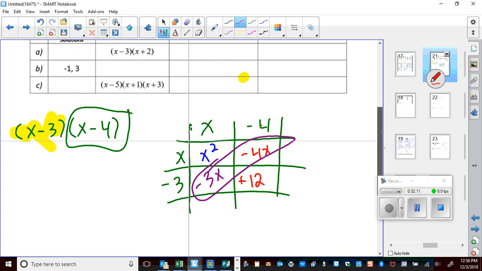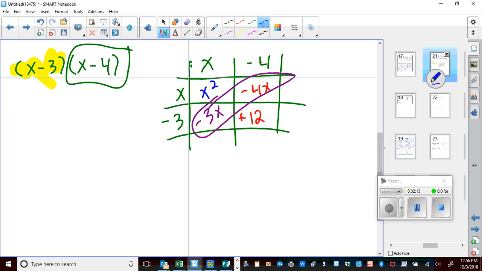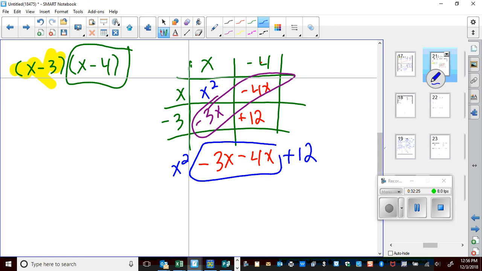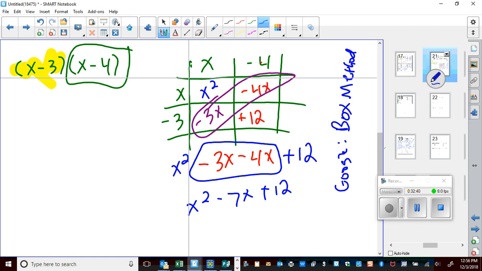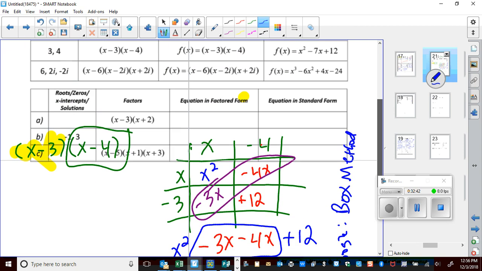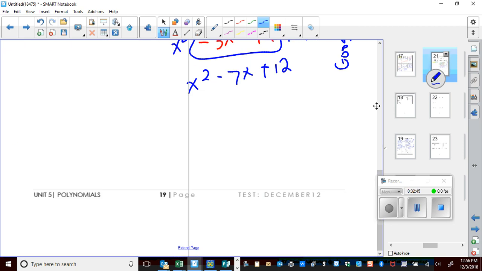So what we do is set ourselves up for success. We write it all out. We have x squared, our 2 like terms, negative 3x minus 4x, and then plus positive 12. Combine these numbers, you end up with x squared minus 7x plus 12. If you're confused, continue to Google or YouTube box method. There's no reason to stop. There's no reason not to look. Do the box method.